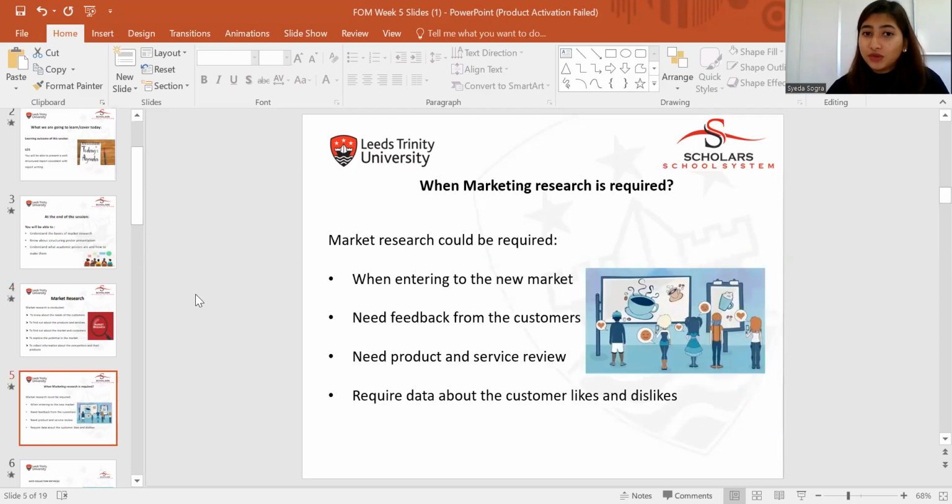So when is market research required? In these four scenarios, market research is required: when we enter a new market, when we need feedback from customers, when we need product or service review, and when we require data about customer liking and disliking. In these four scenarios, we need to do some market research.